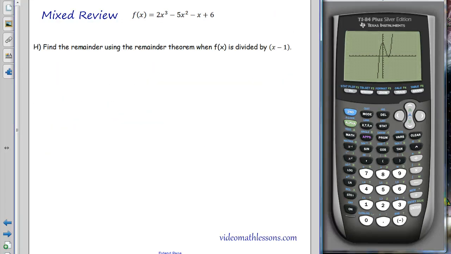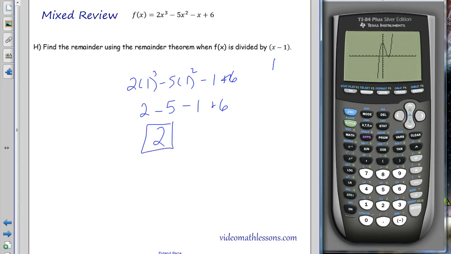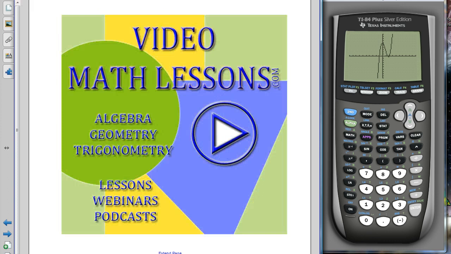And the last part, find the remainder using the remainder theorem when f of x is divided by x minus 1. So the value I'm going to use is positive 1, right? And you plug it in. That's all you do. So 2 times 1 cubed minus 5 times 1 squared minus 1 plus 6. So that's a 2 minus a 5 minus a 1, and that's a 6. Clean this mess up. Negative 5, negative 1 cancels a 6. So the final answer is a 2. Oh, that's it.